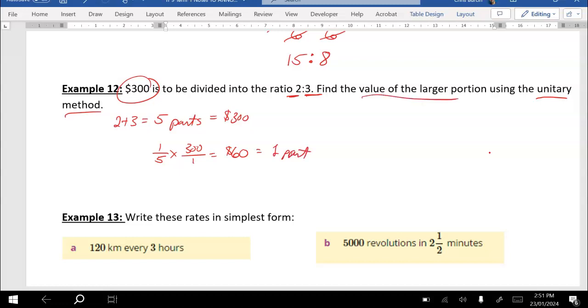We're only asked, read the question, Mr. Barrison, find the value of the larger portion, which is 3. So 60 times 3, not a very clear way to lay that out, is going to give us 180, therefore, equals 3 parts.